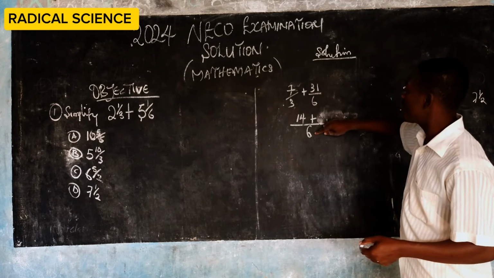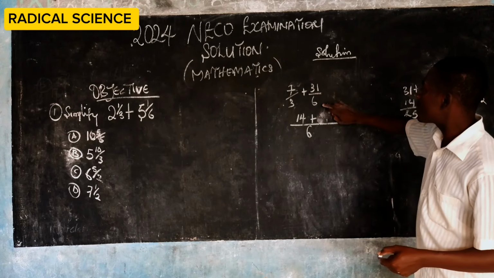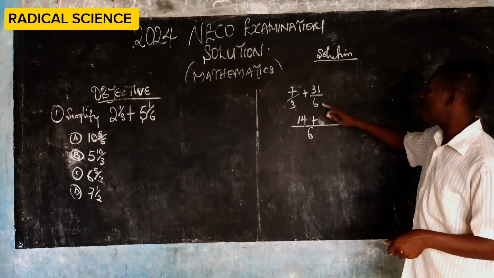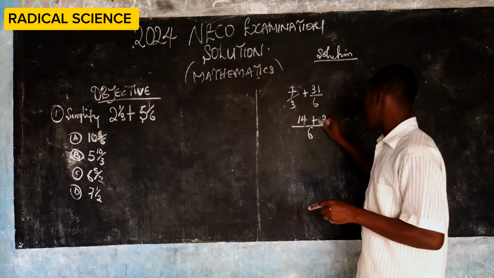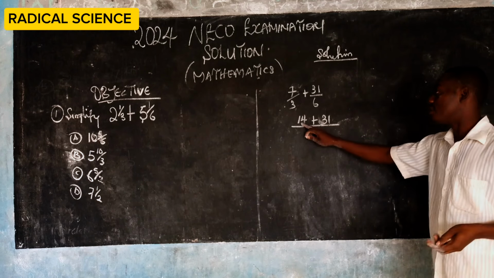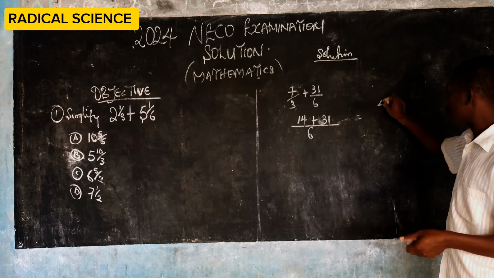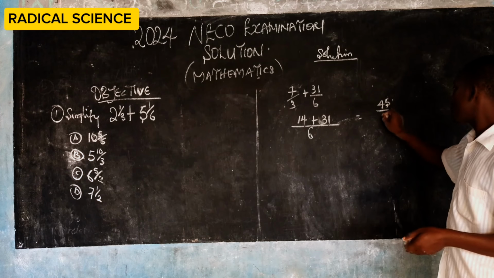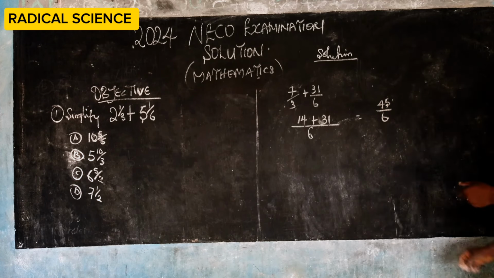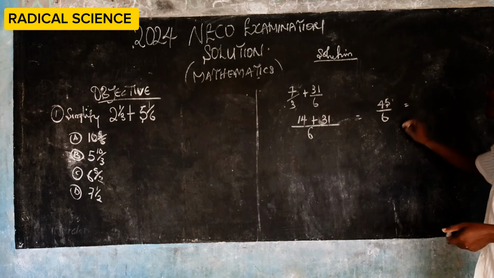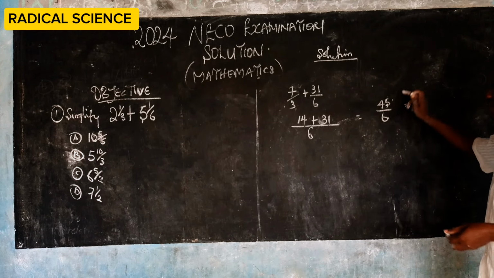3 divides 6 is 2. 2 times 7 is 14. 6 divides 6 is 1. 1 times 31 is 31. If you add 14 plus 31 will give you 45. 45 divided by 6. If you check, 2 cannot divide, 3 cannot divide.